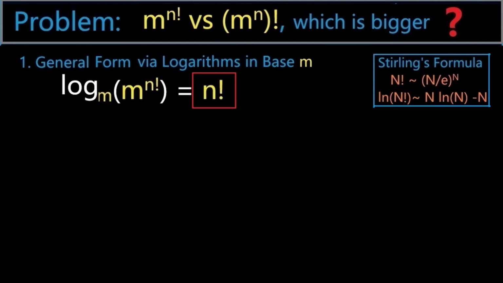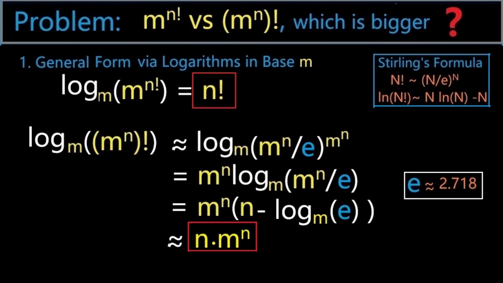After applying logarithms, the core comparison becomes, is n factorial greater than or less than n times m to the power of n? It turns out that n times m to the power of n is usually much larger than n factorial for lower values of n, relative to m. This is why the factorial of the base, the factorial of m to the power of n, wins for small n or large m. But factorial growth is incredibly powerful. As n gets very large, n factorial will eventually overtake any simple exponential like m to the power of n. And the exact point where it takes over is revealed by approximating n factorial using Stirling's approximation.